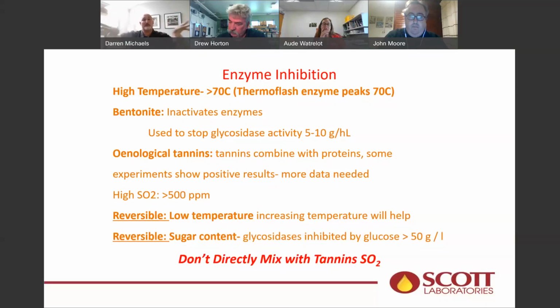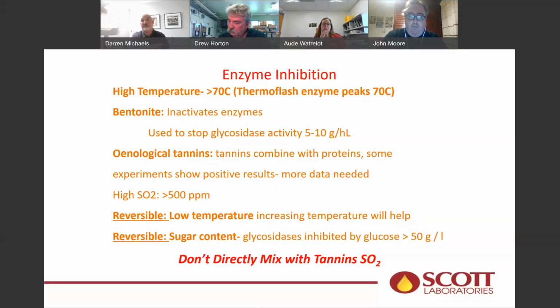As long as you separate those additions, that's fine too. There are two reversible things though with enzymes. One is low temperature. If you're really cold, you can always warm it up. It won't kill the enzyme, it'll just slow it down. And the other is sugar content. There are specialized enzymes called glycosidase.